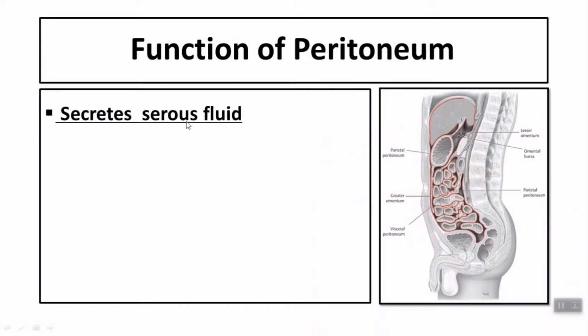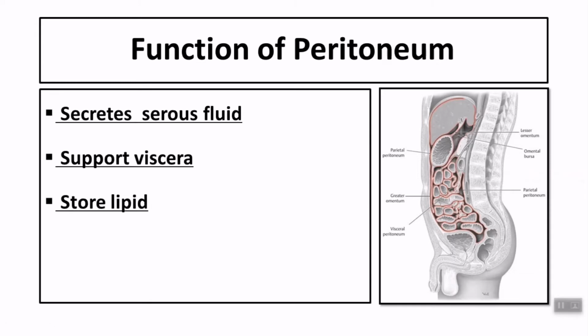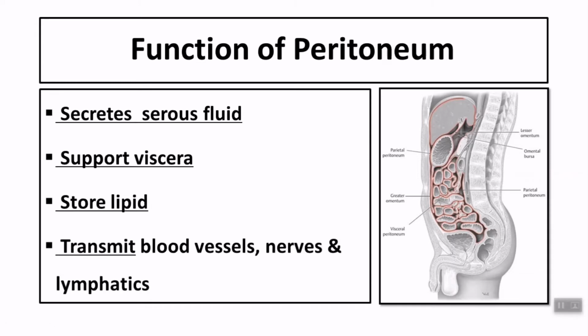What are the functions of the peritoneum? It secretes a serous fluid that is called peritoneal fluid, supports viscera and keeps them in place, stores lipid, and transmits blood vessels, nerves, and lymphatics for these organs.